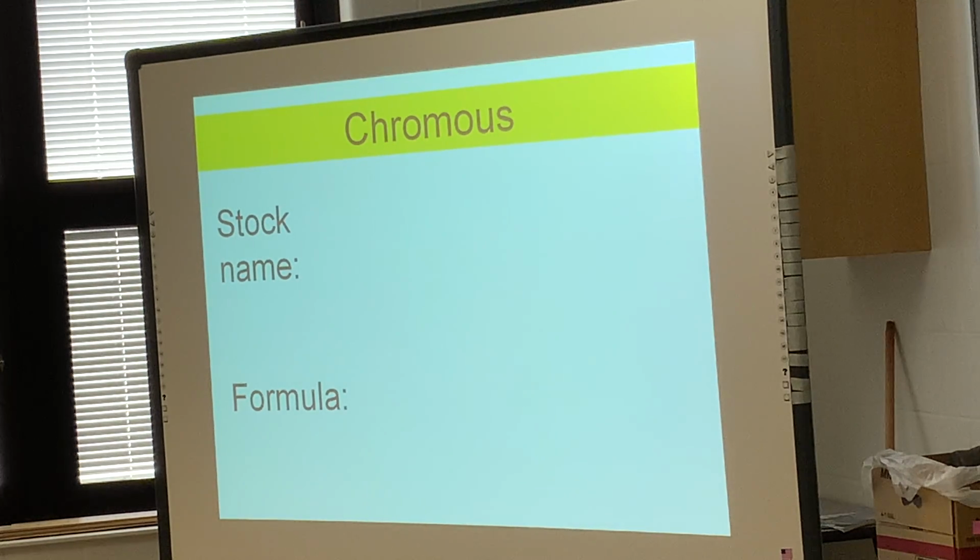Two charges for chromium. 2 and 3. So this is the lower of the two chromium charges. Chromium 2. So Cr positive 2.